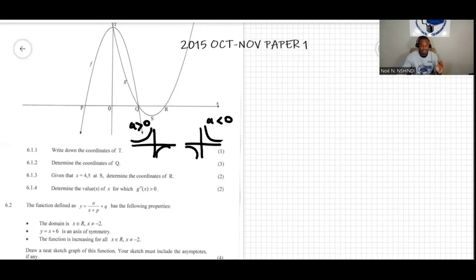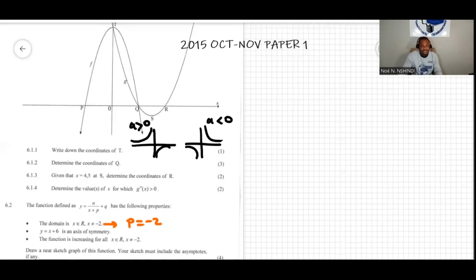But first let's read the properties again. The question said that the domain is x is an element of R, and x is different than -2. This part over here tells us that the vertical asymptote is -2. So the value of p is such that the vertical asymptote is -2.